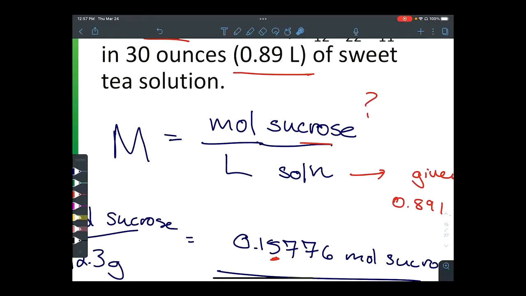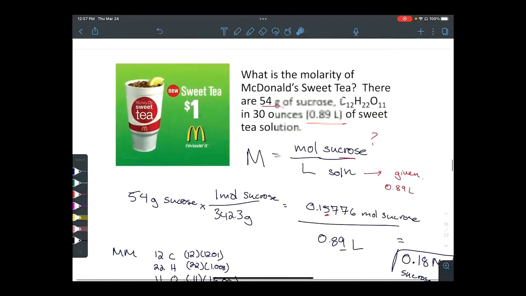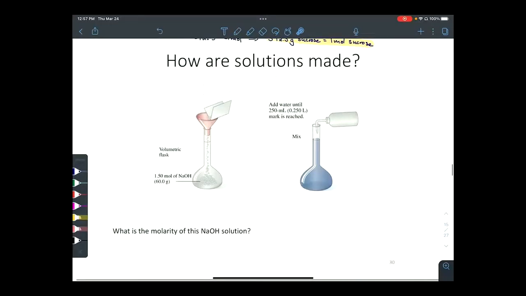So to get around that, how we make solutions in lab is first we weigh out the solute that we are focusing on. So in this case, it's sodium hydroxide. We want to weigh out 1.5 moles of sodium hydroxide. That ends up being about 60 grams. All right, and those are related by the molar mass of sodium hydroxide.